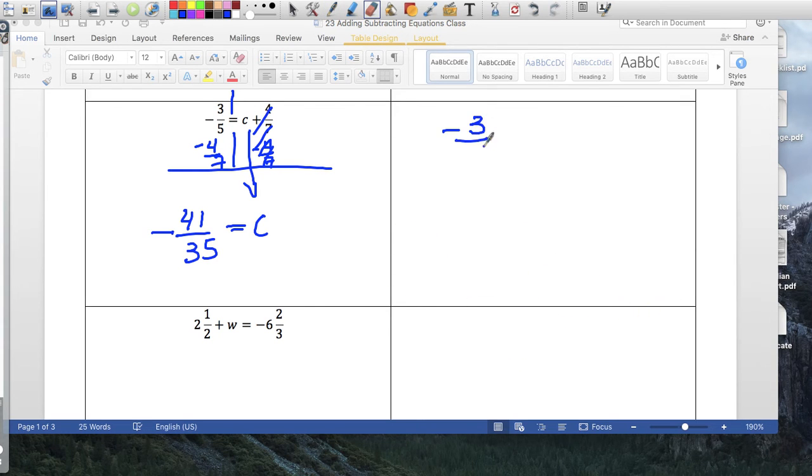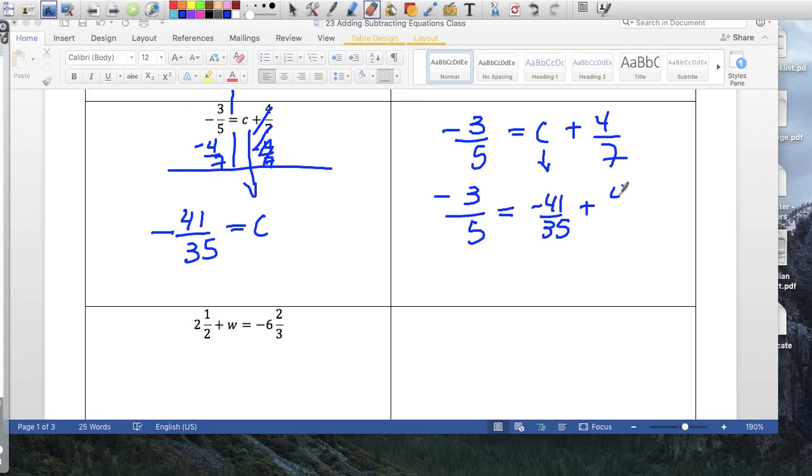Negative 3 over 5 equals C plus 4 over 7. Negative 3 over 5 equals, we have to change the C to negative 41 over 35 plus 4 over 7. Let's see if that's true.